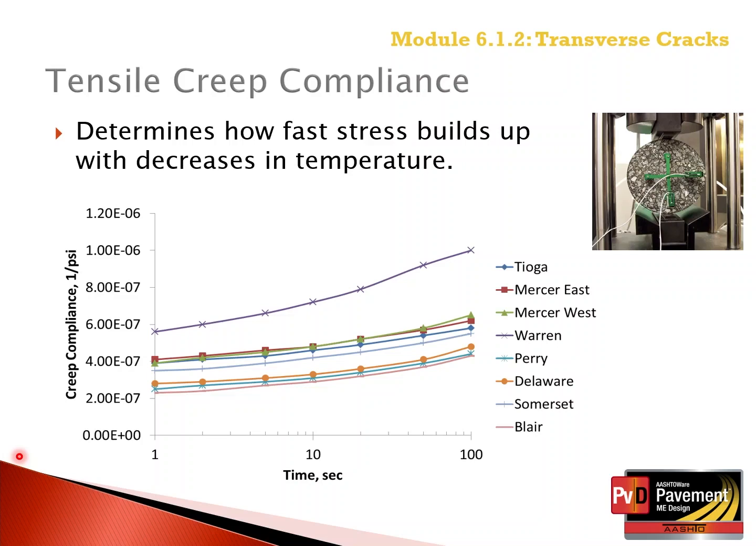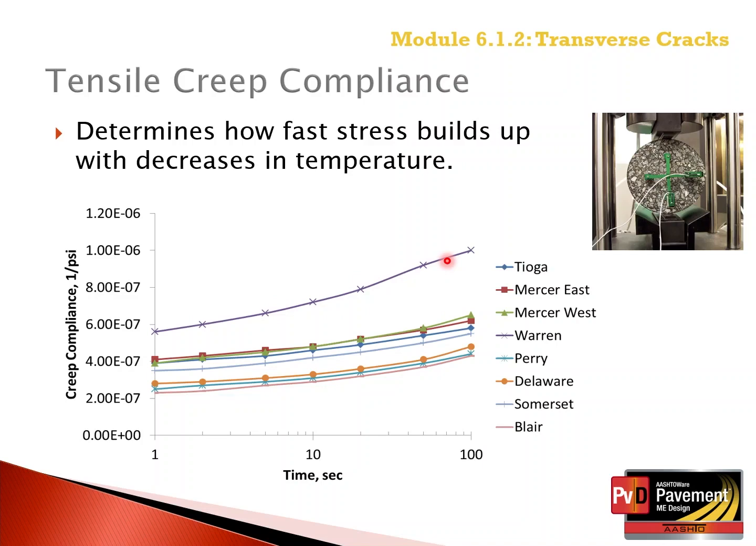As such, for the mixtures illustrated in this slide, the Warren creep compliance mixture is more resistant to transverse cracks because it is more compliant. In other words, for the Warren mixture, lower transverse cracks will be predicted.